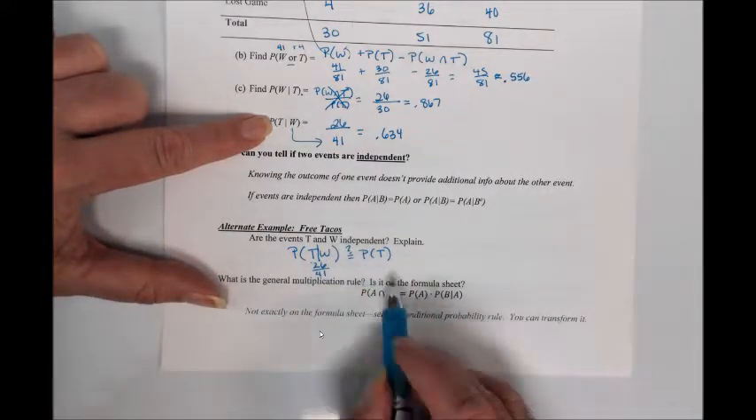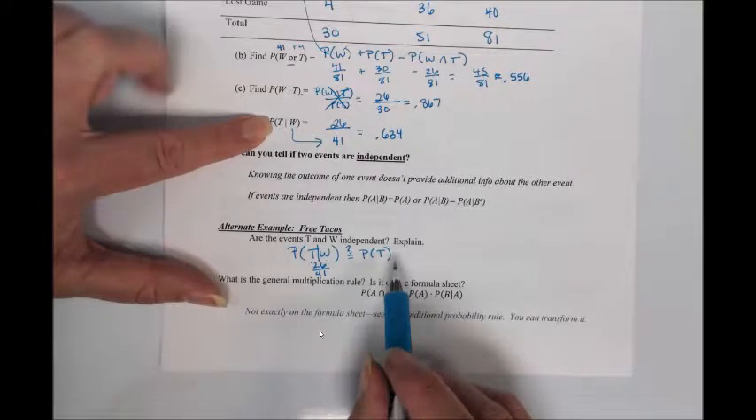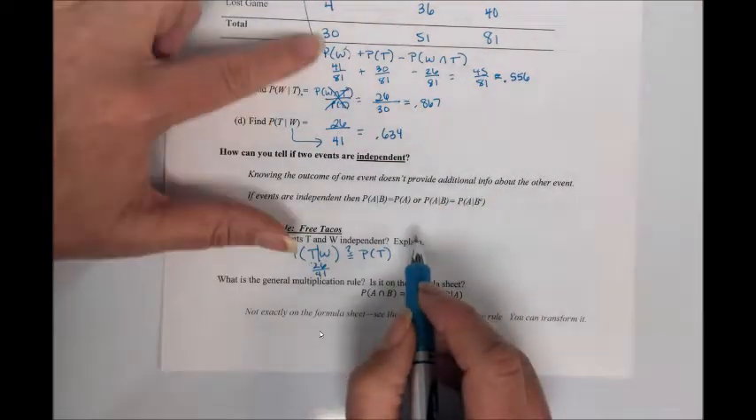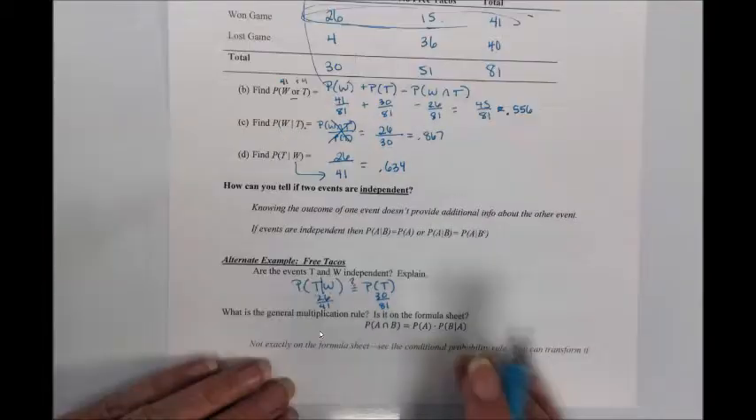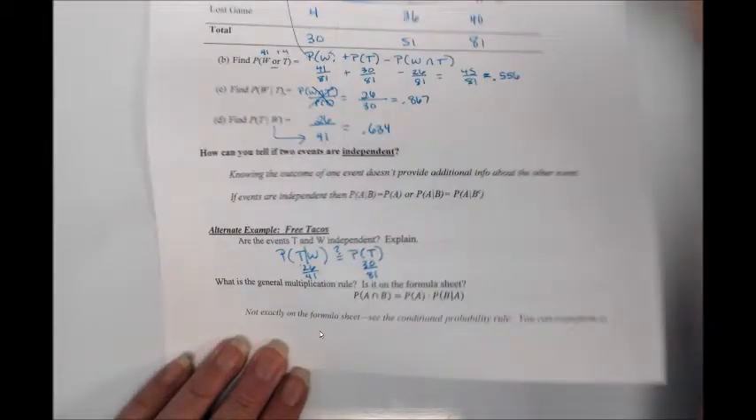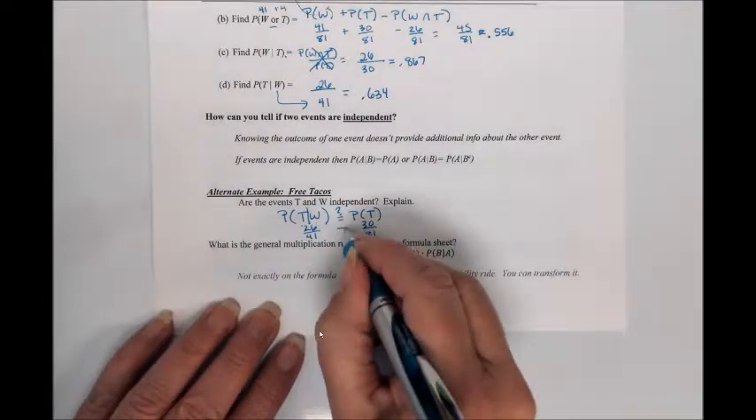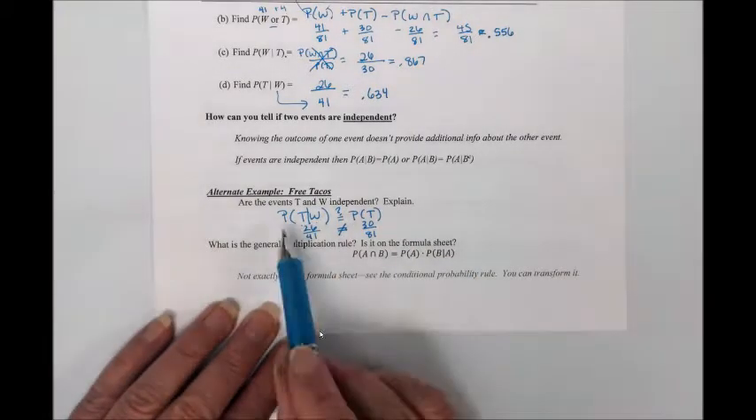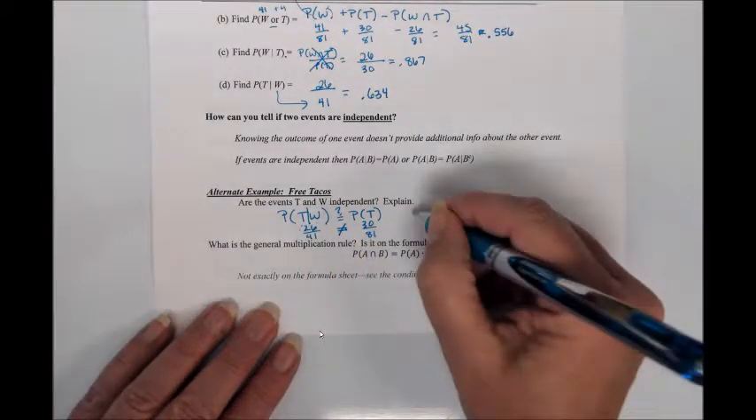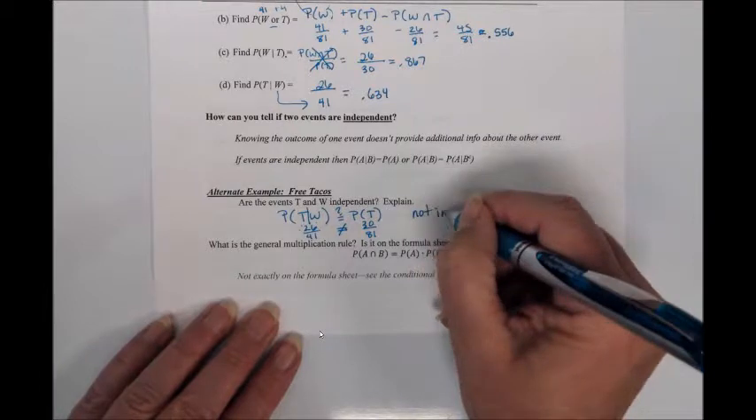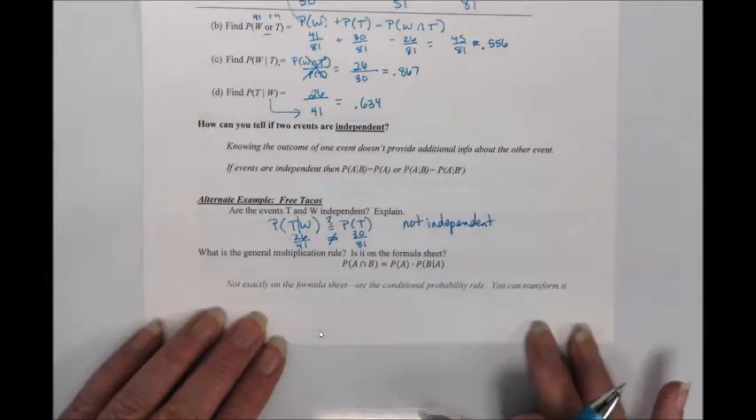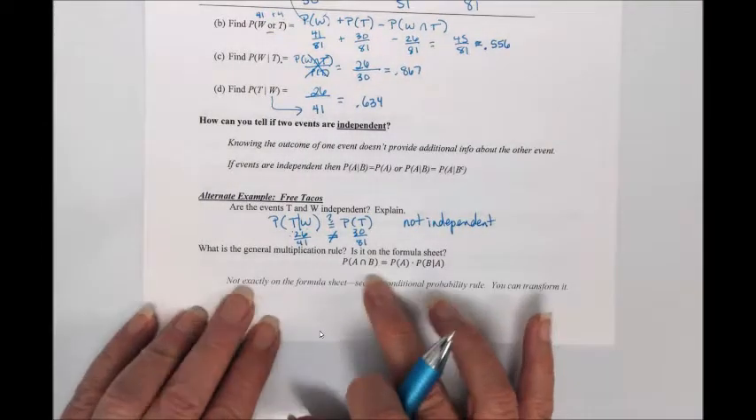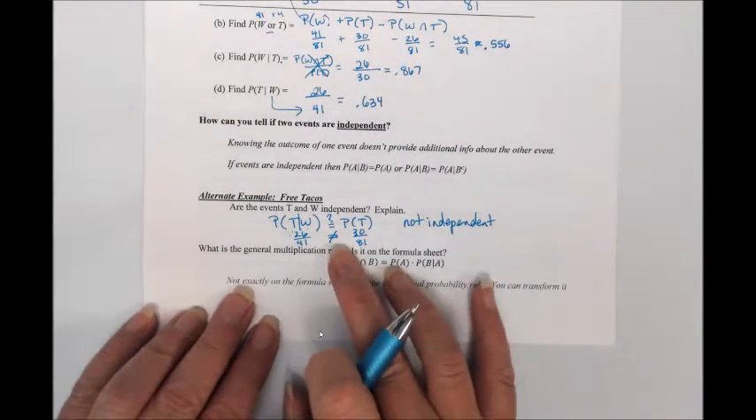And then what's the probability that they won a taco? The probability they won a taco was 30 out of 81. And you can look at the fractions and say they're not equal, or you could change them to decimals. These two are not equal, so the events are not independent. So you can't just explain it away mathematically. You have to prove independence.